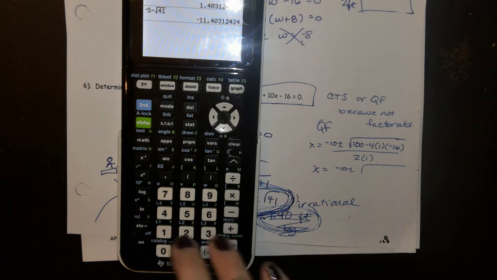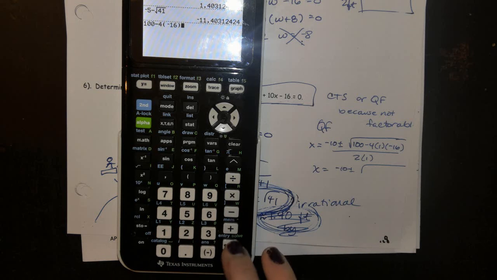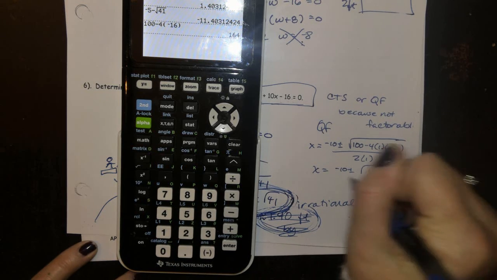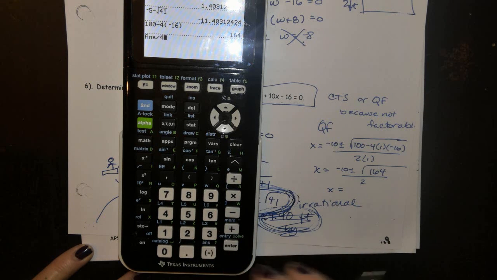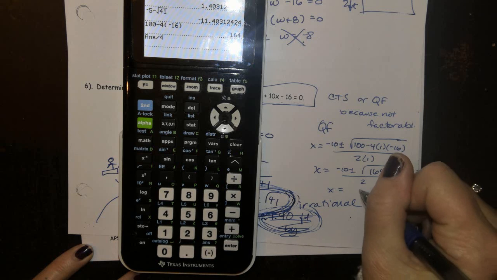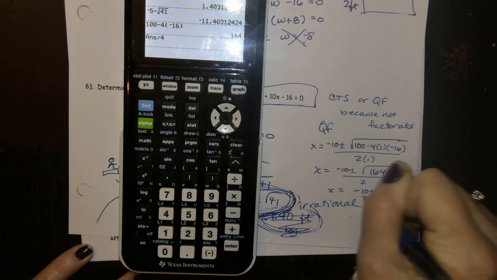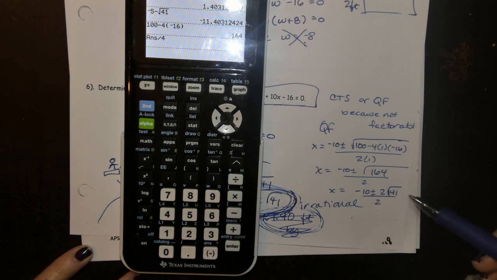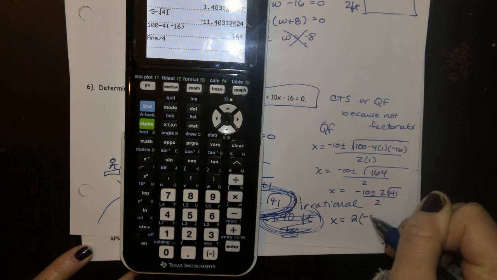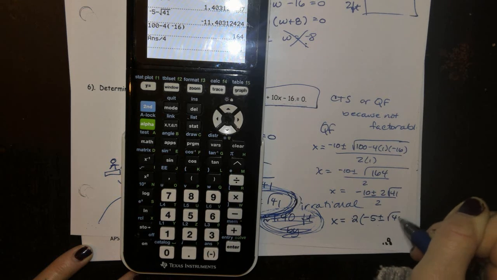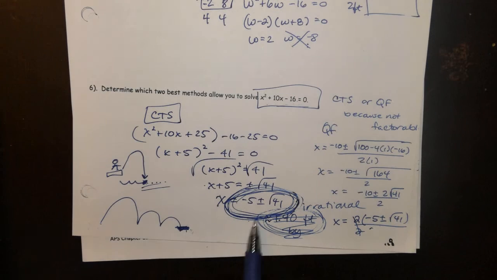So this is 100 minus 4 times negative 16, which is 164, over 2. Now, I usually start with the 4ac and see what that gets under the radical. Then, and I haven't really harped on this, we're going to factor out a 2: negative 5 plus or minus root 41 over 2. Whee, it gets to cancel. Same answer.